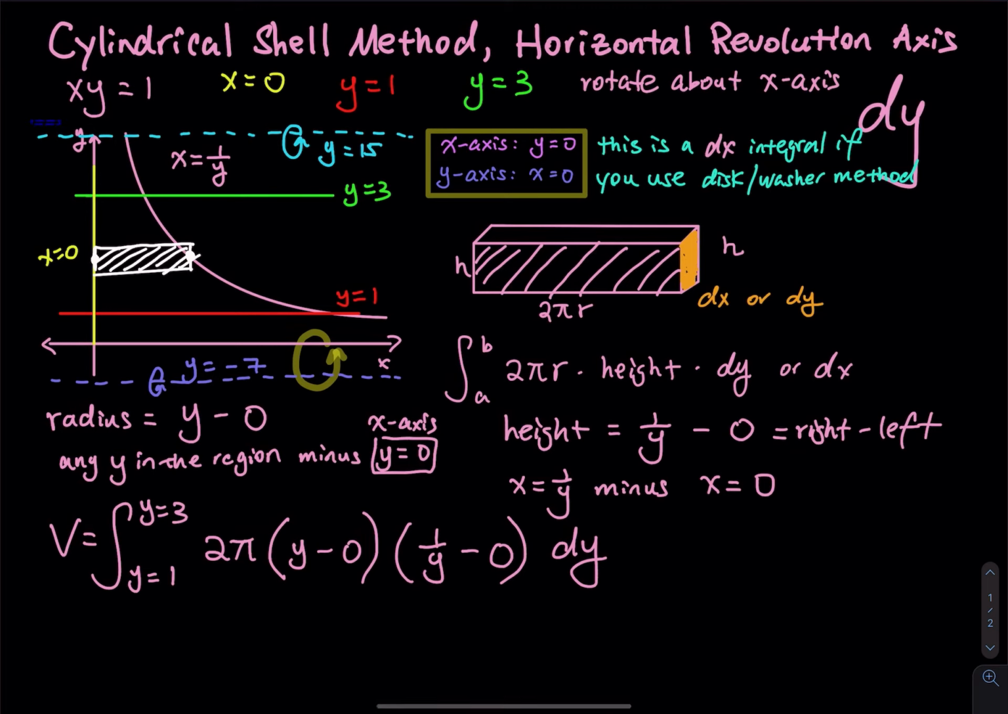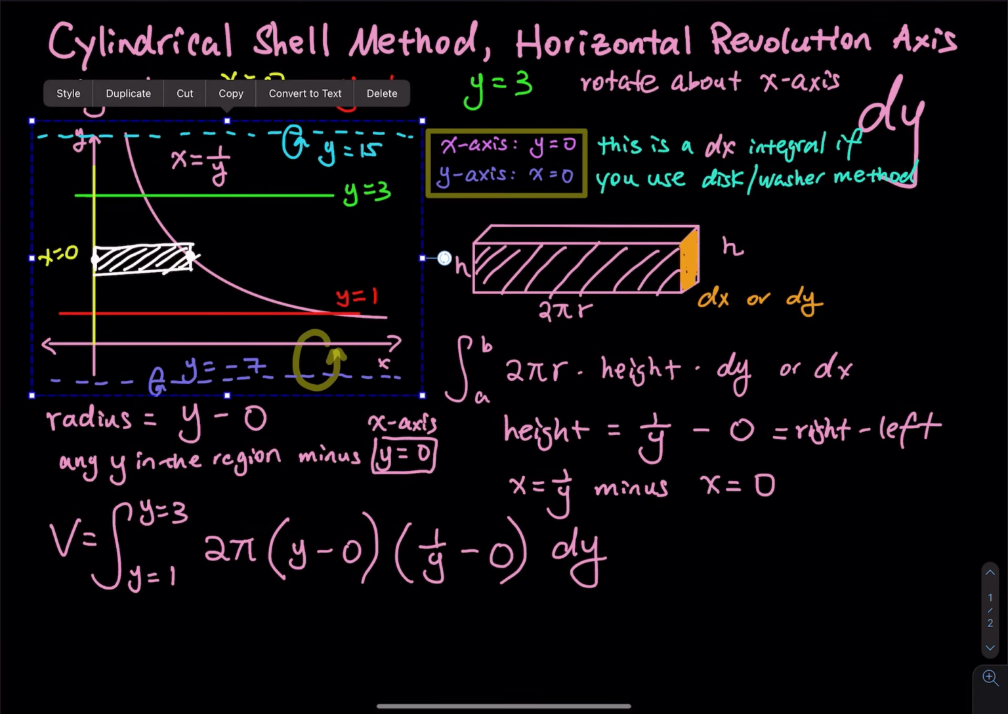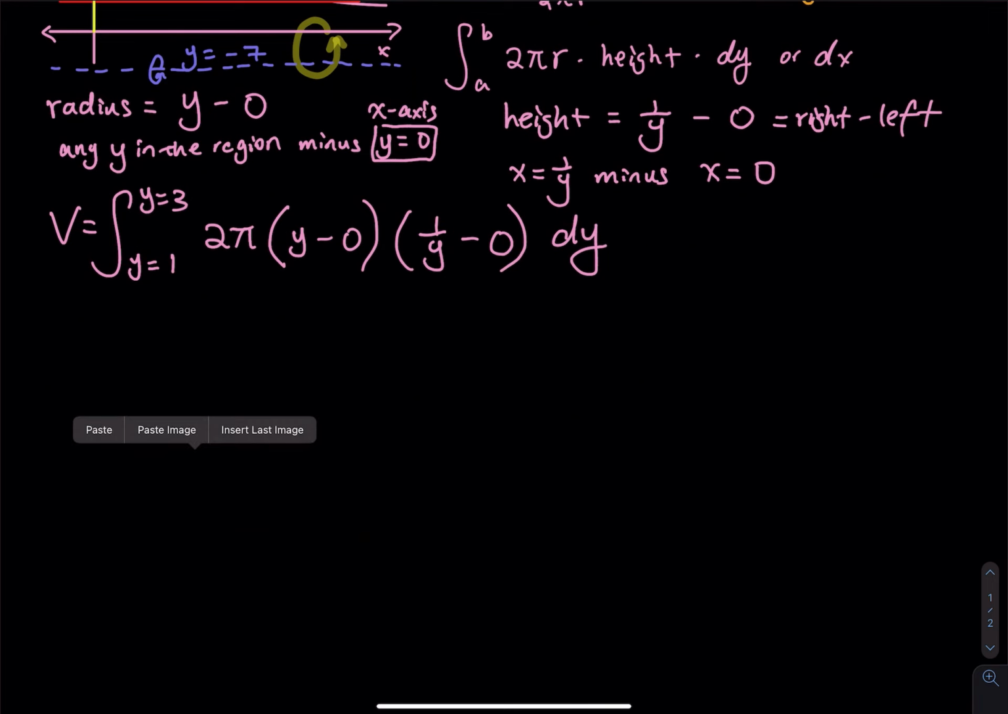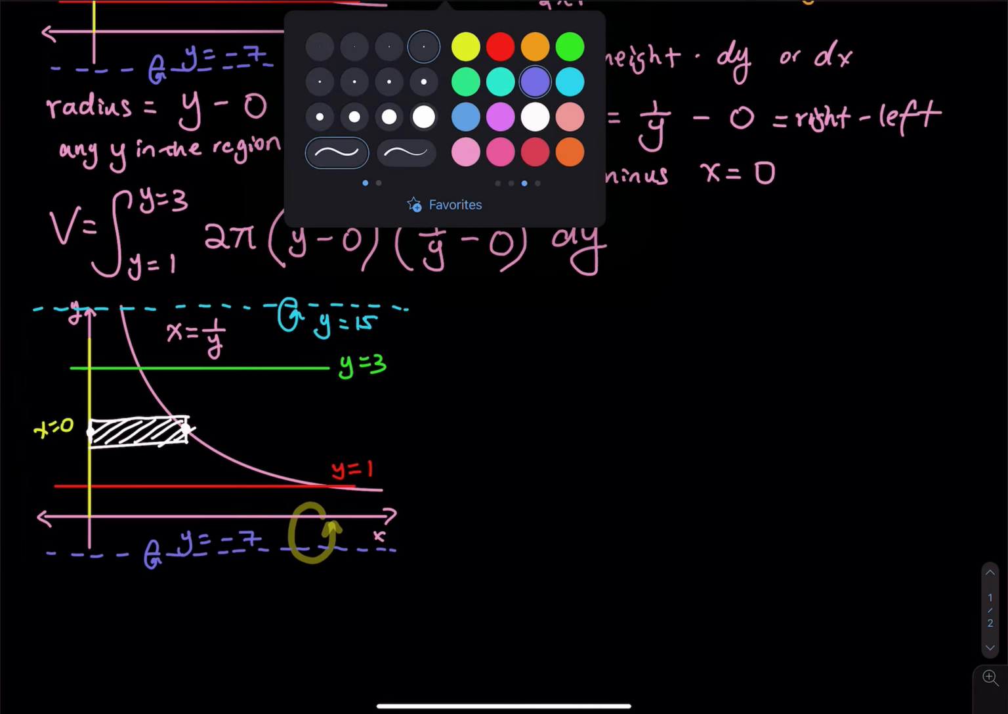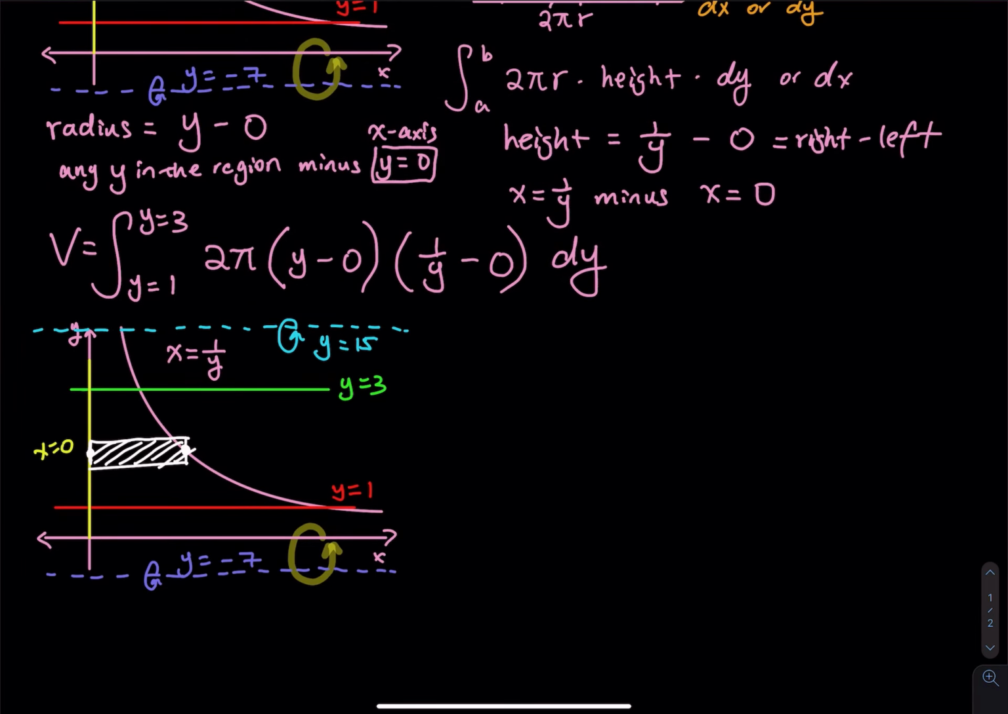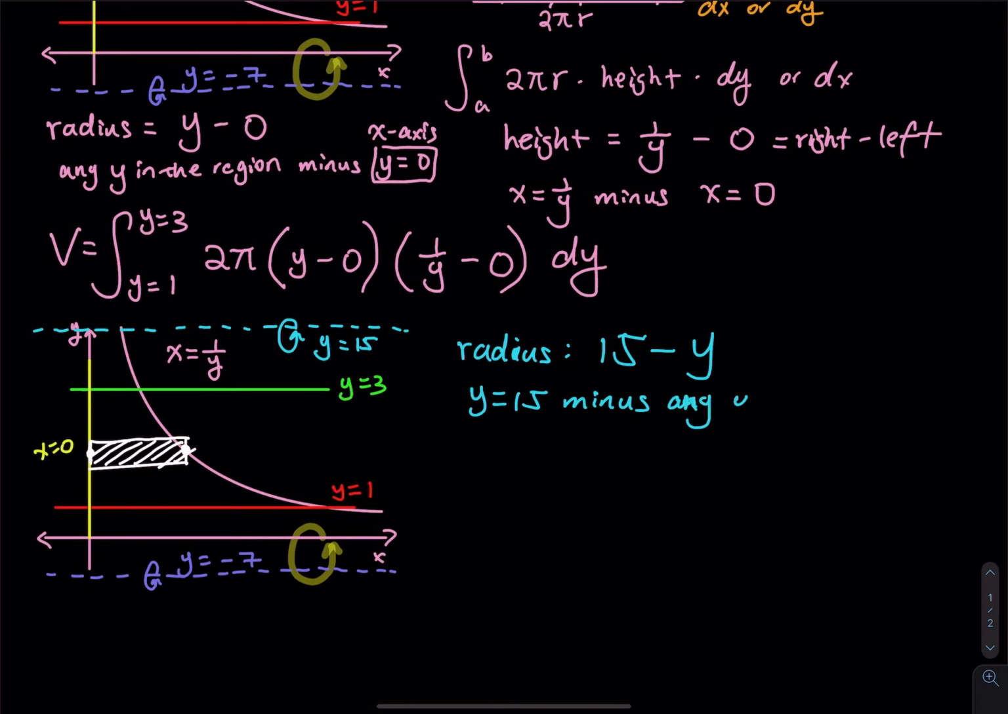So let's take care of this what if. Allow me to copy the picture and bring it down below so I can work on that right here. So let's take care of the blue first. If the revolution axis is y equals 15, how does that affect the radius? The radius will be top minus bottom. So this time it will be 15 minus any y in the region. So that is the radius.